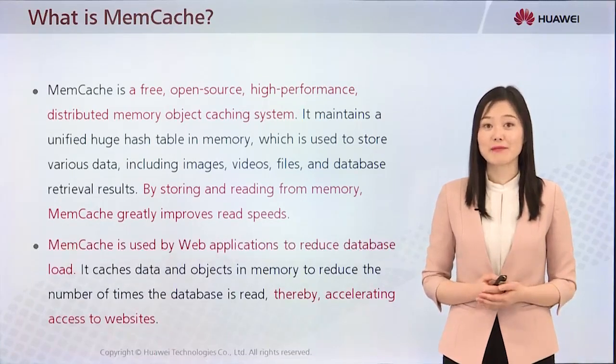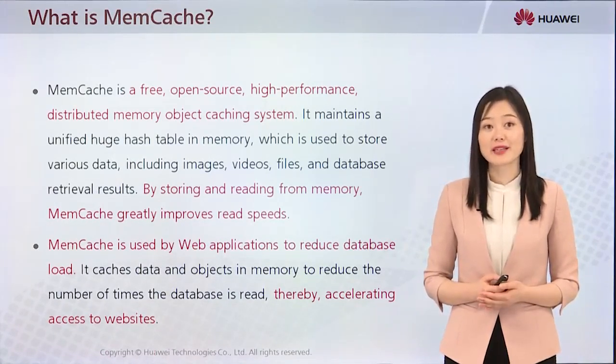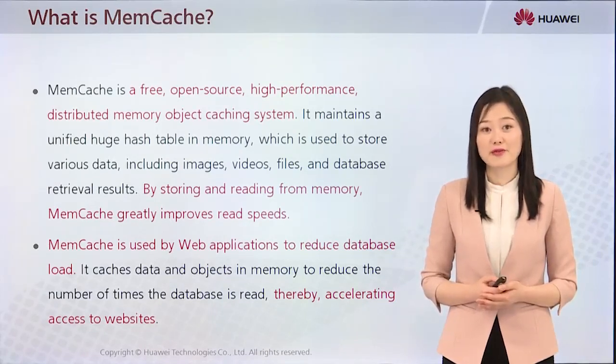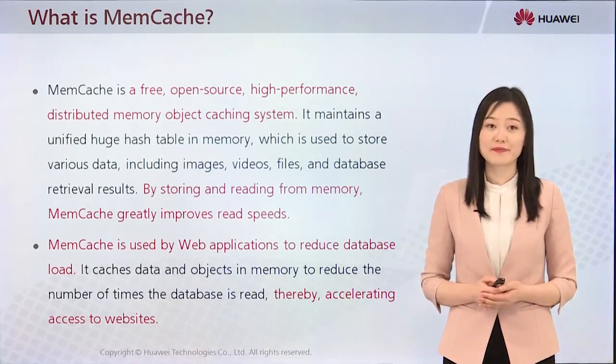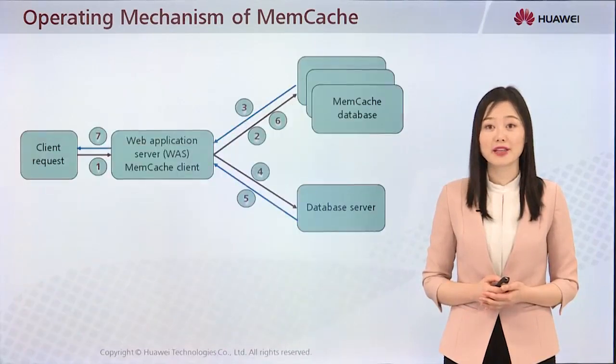MemCache is used by web applications to reduce database load. It caches data and objects in memory to reduce the number of times the database is read, thereby accelerating access to websites. MemCache and Redis have similar operating mechanisms.